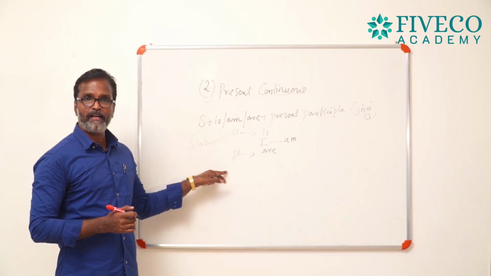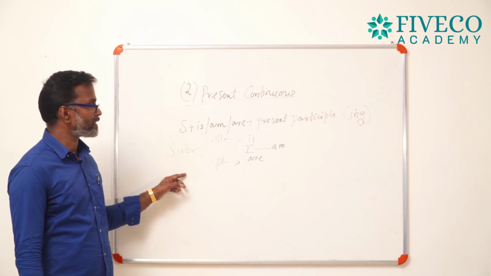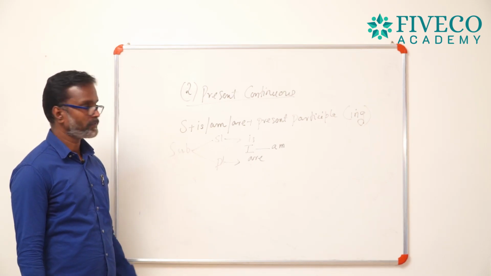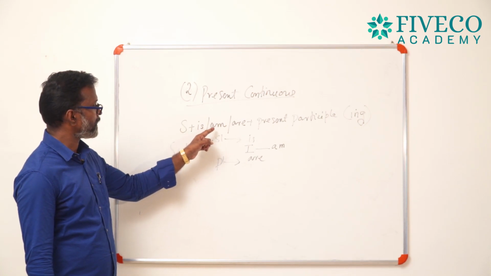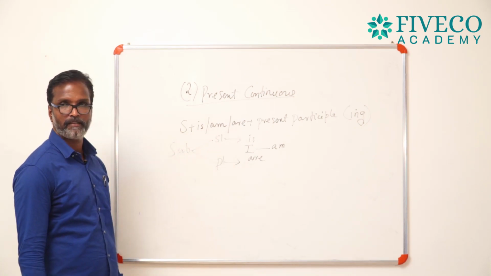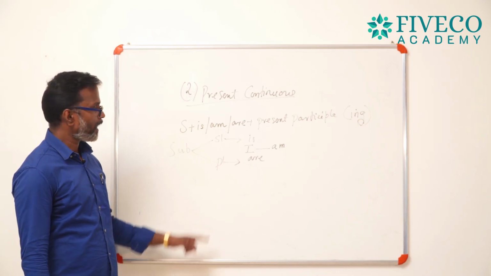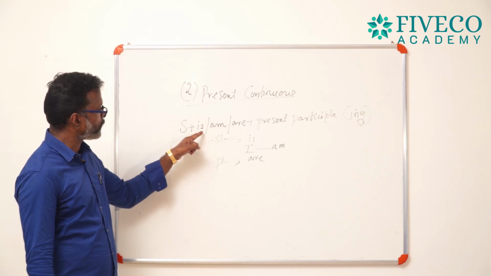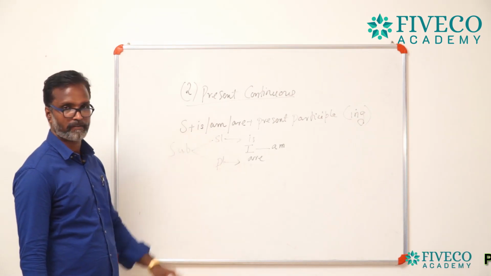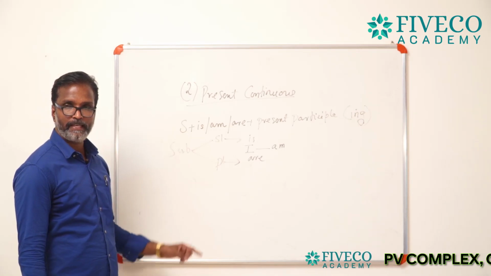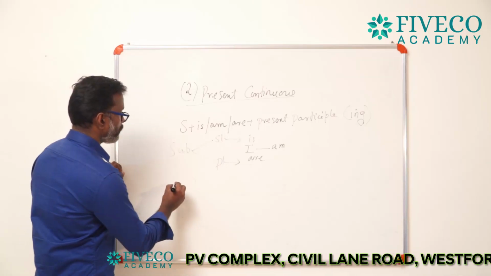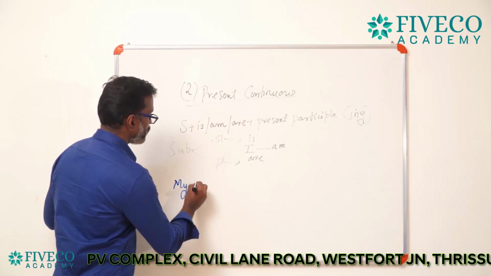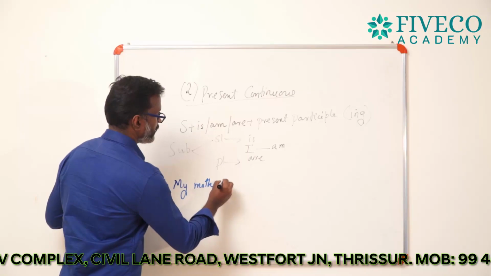And another example, so I shall give you some examples for present continuous. I told you the structure is subject plus is, am, are plus present participle. Present participle is the ing form of the verb. And I also explained where you can use is, am or are. You can easily understand if I give you some examples. One example: my mother is cooking.